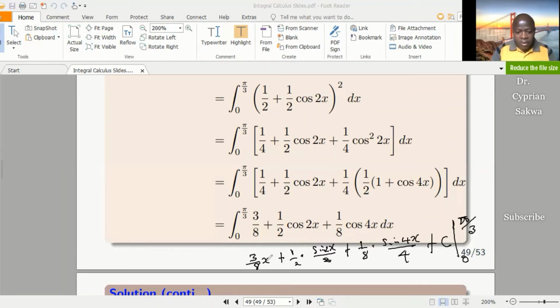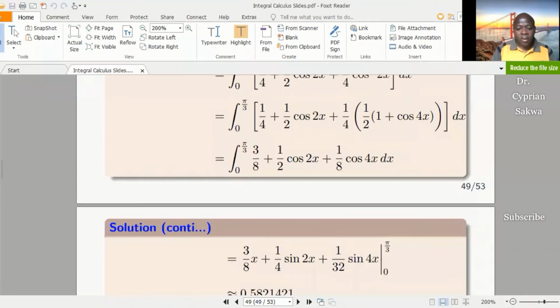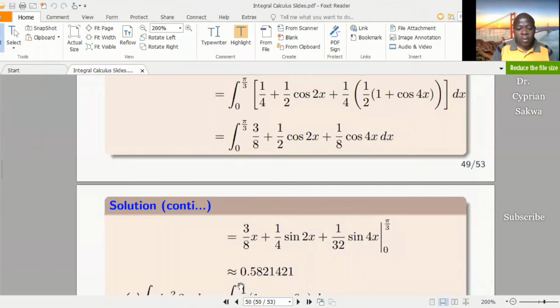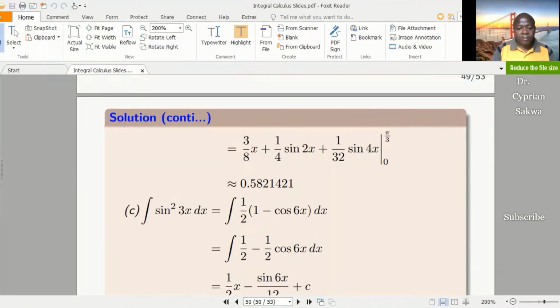Of course, this is 3 over 8 x, and this is 1 over 4 sine 2x. And this is 1 over 32 sine 4x. Then put the limits. I put the limits, and when you put the limits, what you get is approximately 0.5821421. Now let's look at this other example.